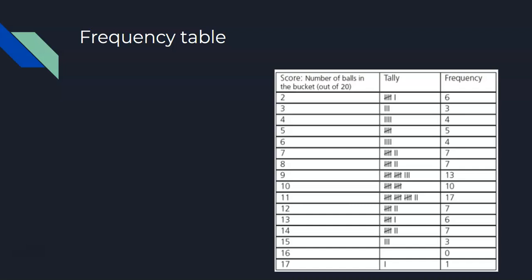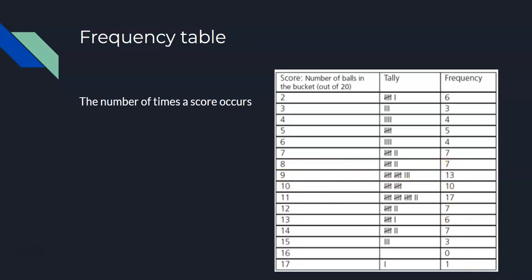So you can see we've got the scores here in that first column. This is that study we've looked at before with the number of balls going into a bucket. The lowest score being 2, all the way up to the highest score being 17. We then tally off how many times it happened, and we get a frequency score. So for this one, for example, the total score of 9 would have a frequency of 13.